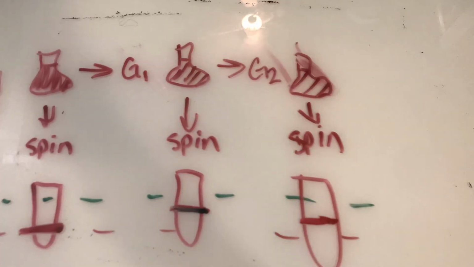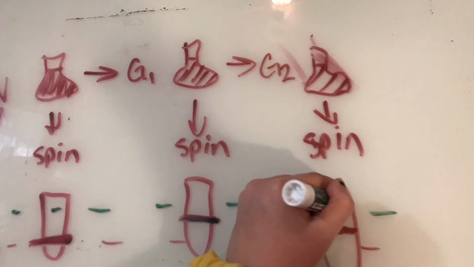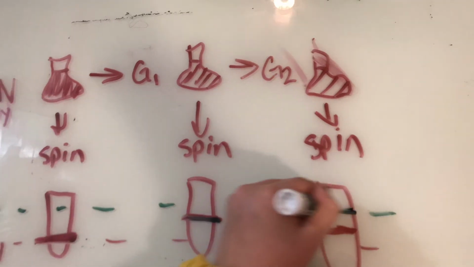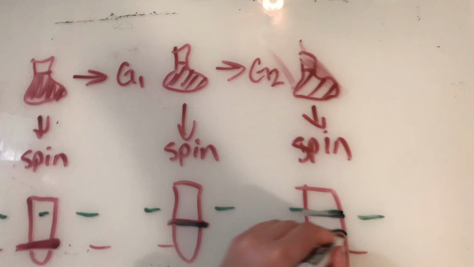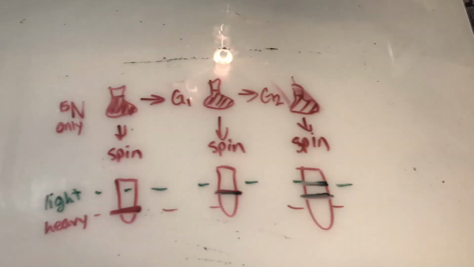When the generation after that was analyzed, it produced two bands. One band was in the same place as the previous generation, but the next band was above that one, which indicates that it only contains N14. The result proves that DNA replicates semi-conservatively.